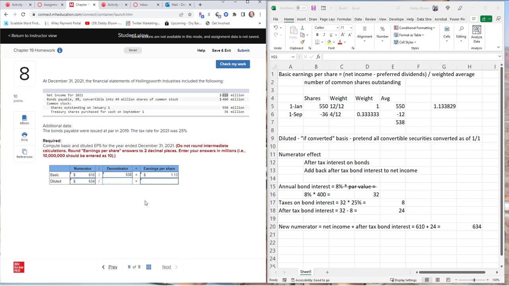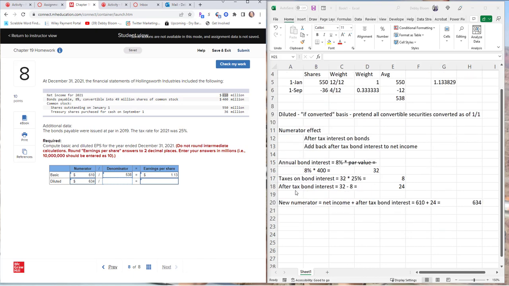Now I have to calculate my denominator effect. So now I'm going to have more common shares outstanding as of January 1st. So now let's calculate the denominator effect. In the denominator effect, we're told that the bonds payable were convertible into 49 million shares of common stock. So if we converted them as of the beginning of the year, we would have 49 million more shares as of the beginning of the year.